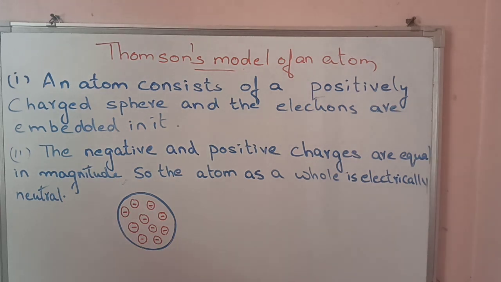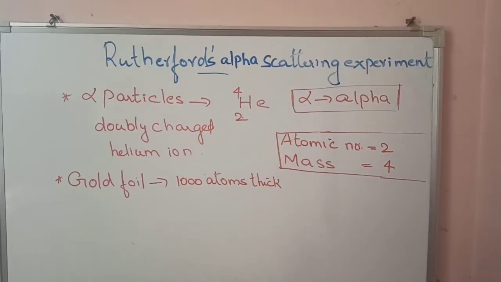Although Thomson's model explained that atoms are electrically neutral, the results of experiments carried out by other scientists could not be explained by this model. After the failure of J.J. Thomson's model of an atom, another scientist named Rutherford suggested a model of an atom.